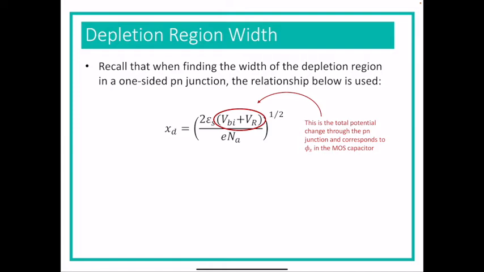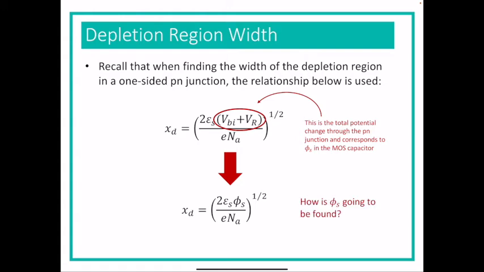So if we change that just a little bit, we change that to this equation, which is almost the same. We're just using different symbols to represent the potential change. That's the only real difference, and we're going to find it differently. How are we going to find phi sub S?